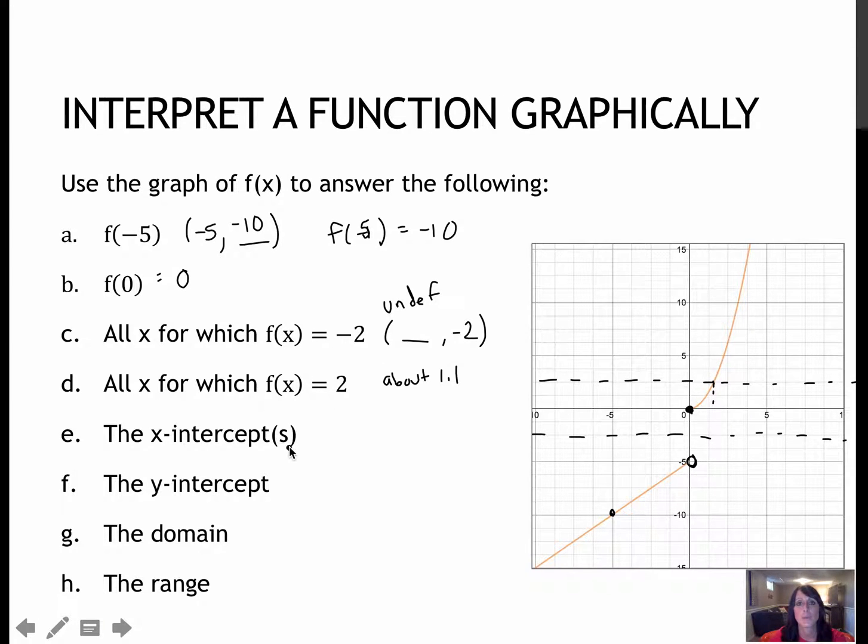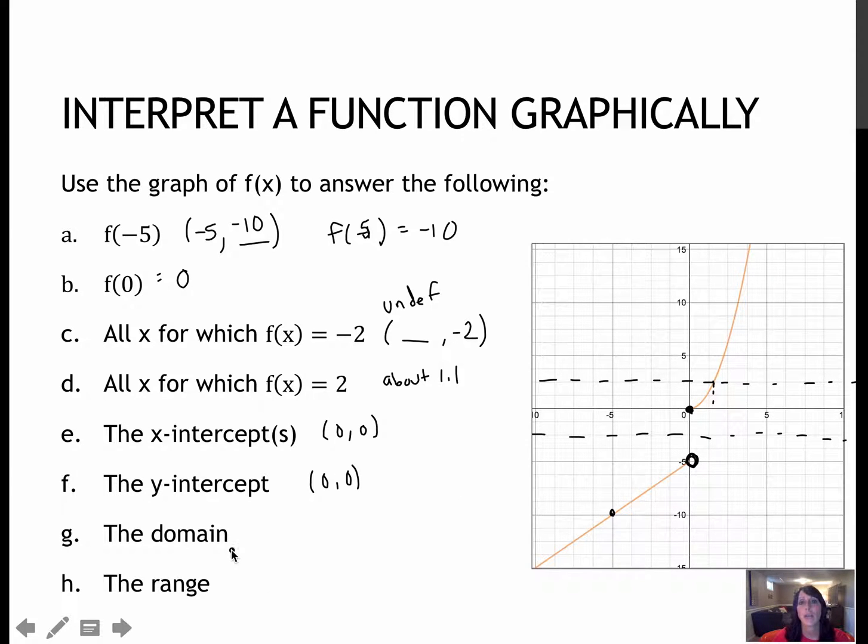The x-intercepts would be, of course, where does the graph, if anywhere, cross the x-axis? And here that's at (0, 0). The y-intercept, again, where does it cross the y-axis? Also just at (0, 0). So on this one, it's not actually crossing, it's coming up to it and not quite touching it.